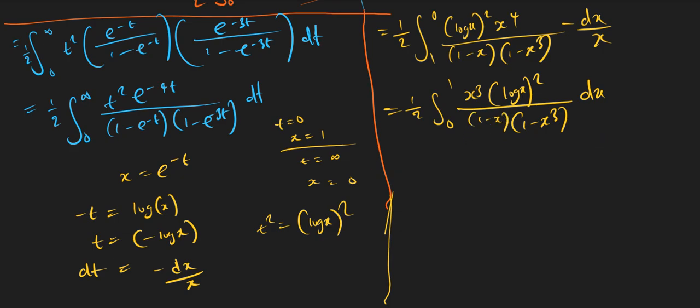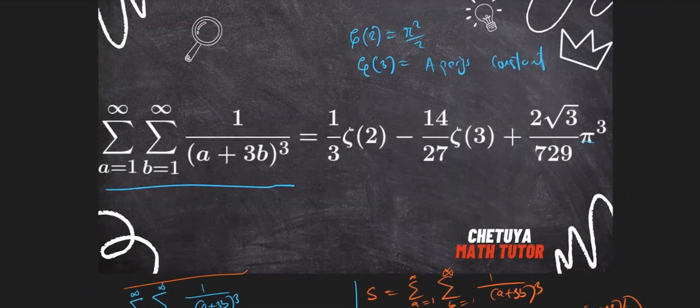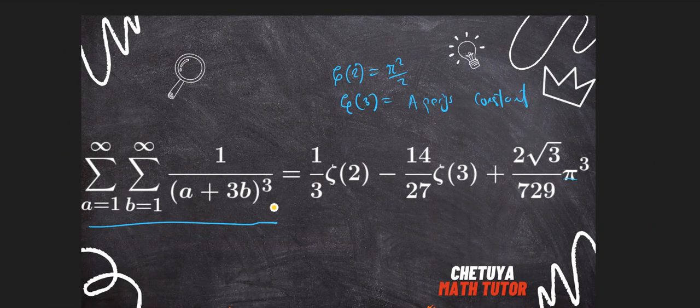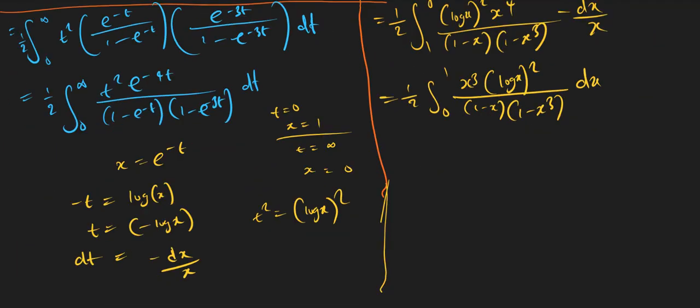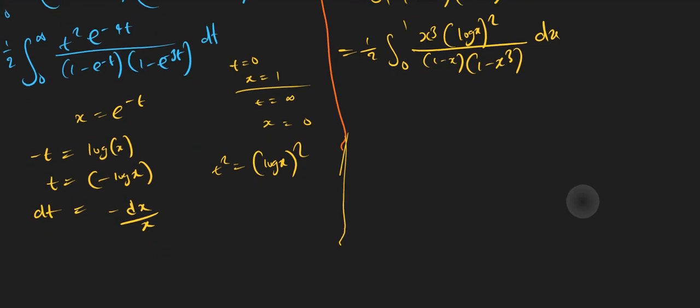So essentially, what we have shown so far is that our double sum is equal to half the integral from 0 to 1 of x to the 3rd power, logarithm of x all to the 2nd power, divided by 1 minus x and 1 minus x to the 3rd power dx. So if we can evaluate this definite integral, whatever the value is, it should equal this sum, and hopefully this integral would equal all of this. Now let's see how this can be done in our case here.